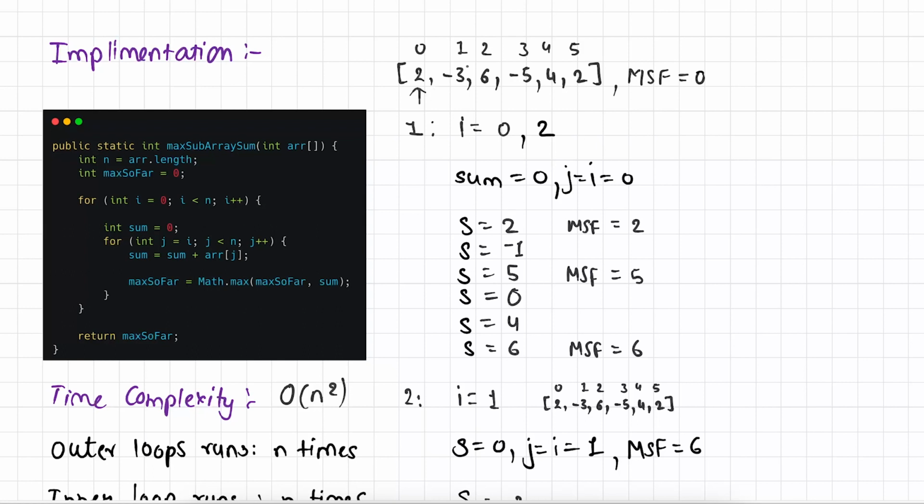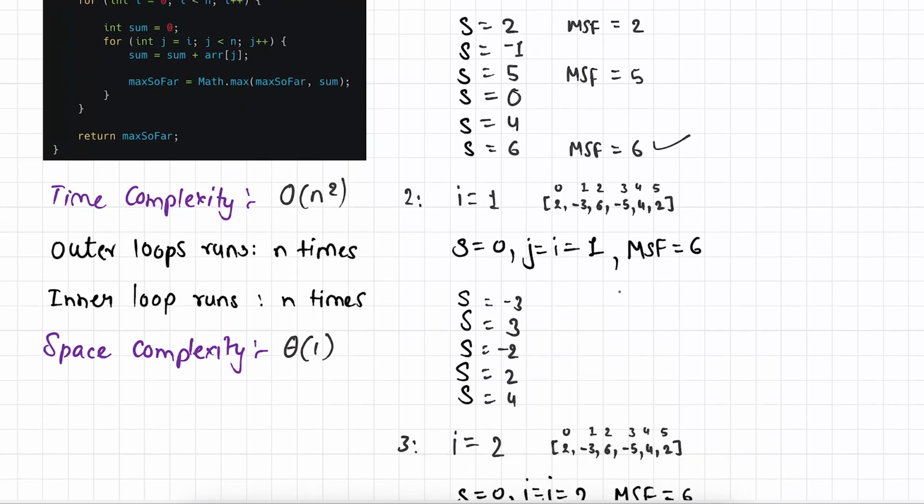Next we do 2 minus 3. 2 minus 3 is equal to -1, that is smaller than maximum so far, so we keep it as it is. Then we do 2 minus 3 plus 6, we get 5, and again this is greater than maximum so far, so we update the maximum so far to 5. Then again we do 5 minus 5, that is 0, so we do not have to do anything. Then we do 0 plus 4, that is 4, it is also less than maximum so far. Then we do 4 plus 2, that is 6, and 6 is greater than maximum so far, so we update the maximum so far to 6. Then we move on to the next iteration of the outer loop.